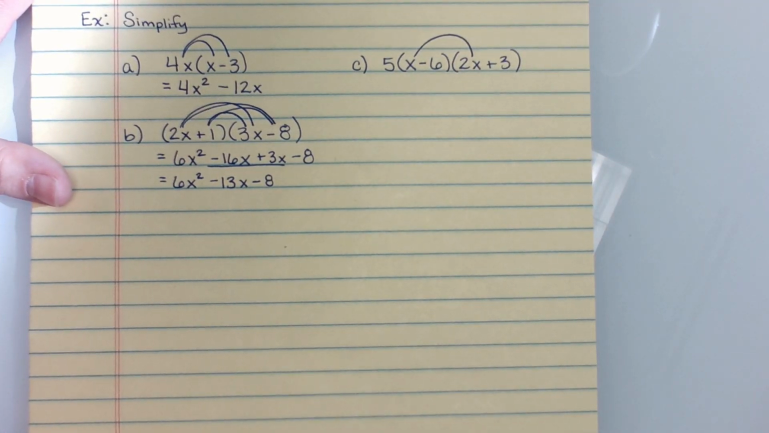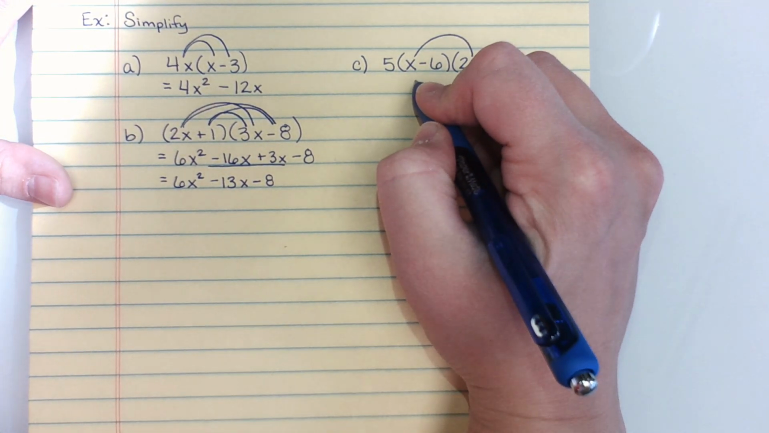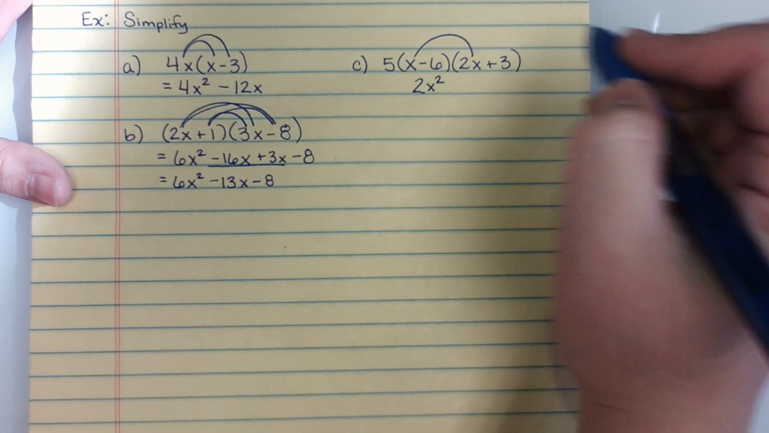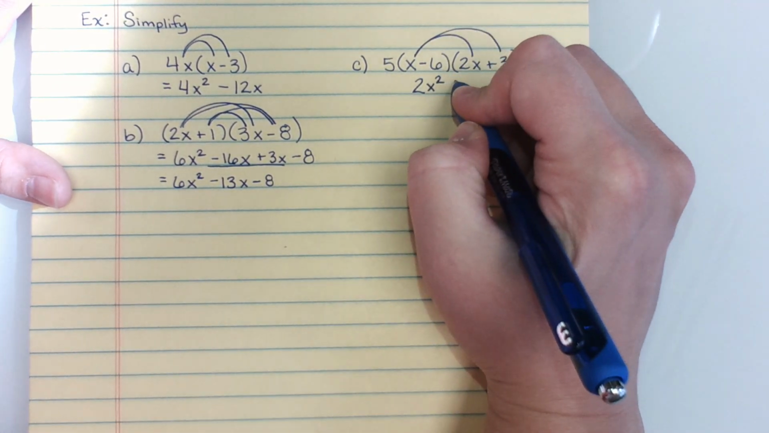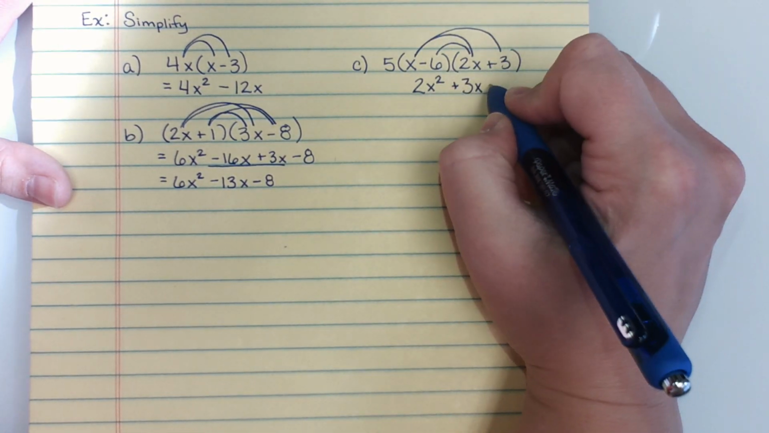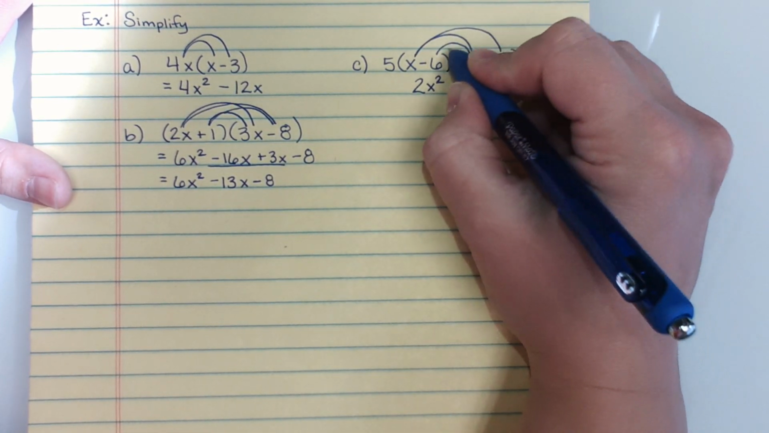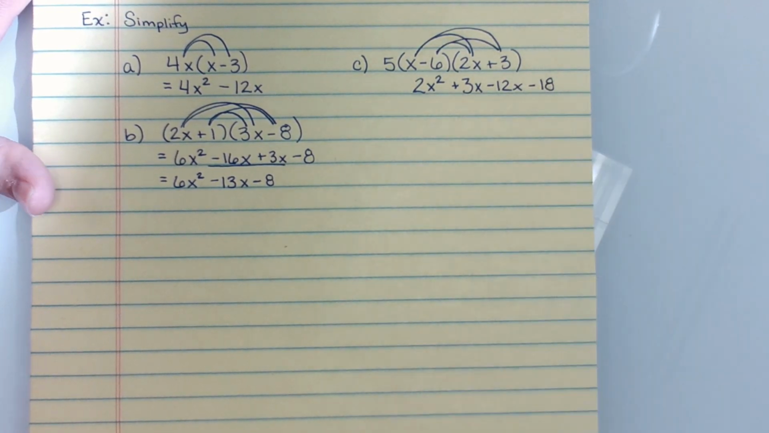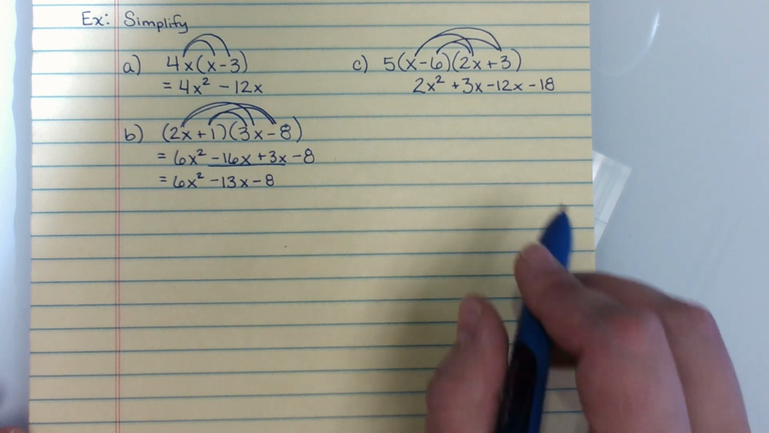I prefer this, x times 2x. 2x squared. X times 3 plus 3x. Negative 6 times 2x. Negative 12x. Negative 6 times 3. Negative 18. And I combine my like terms.